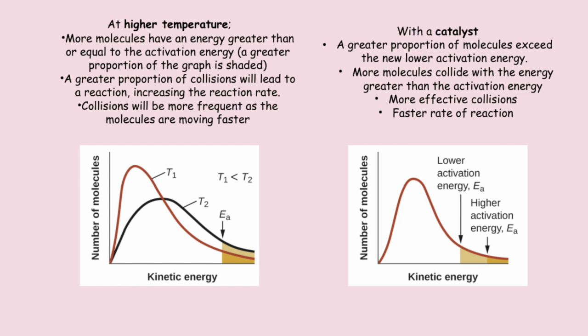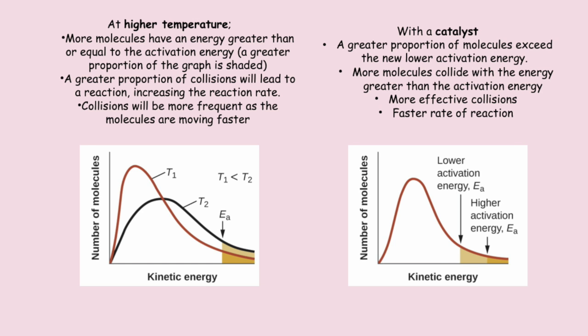A Boltzmann distribution curve shows the spread of molecular energies of a gas molecule. The curve always begins at the origin, as no molecules have zero energy. The area under the curve equals the total number of molecules. The shaded area shows the proportion of molecules with an energy greater than the activation energy. There is no maximum energy for a molecule. The curve will never meet the x-axis.